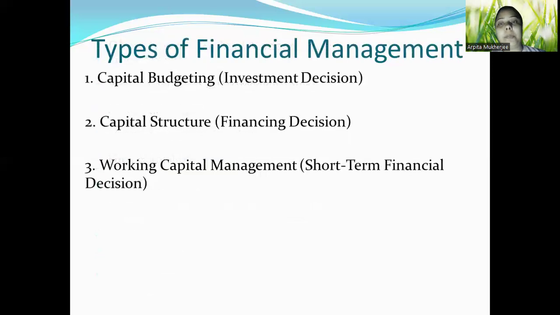Types of financial management. It could be capital budgeting or investment decision, capital structure or financial decision, or working capital management, which covers short-term financial decisions. Now, let us look into it individually. Capital budgeting or investment decision is concerned with long-term investment decisions such as purchasing new equipment, building new facilities, or adopting new technologies. The purpose is to evaluate the profitability and risk of long-term investments.